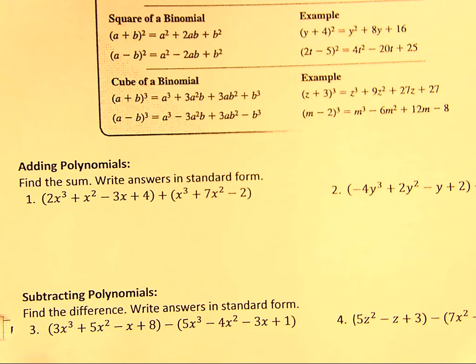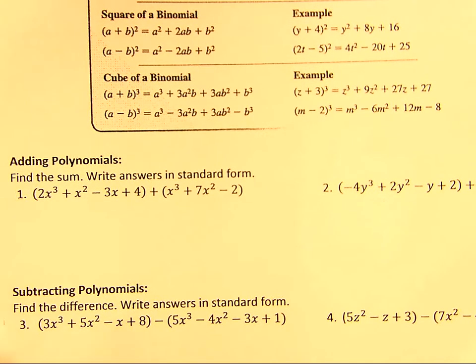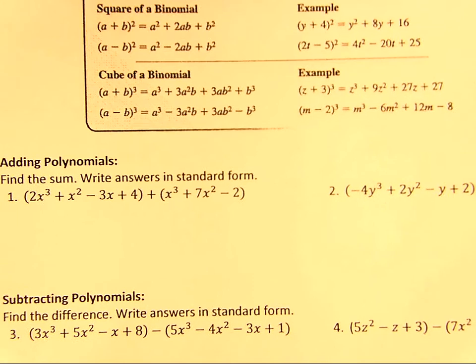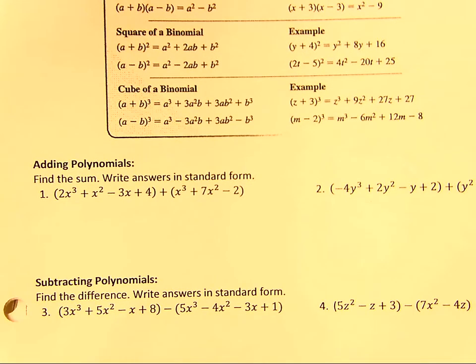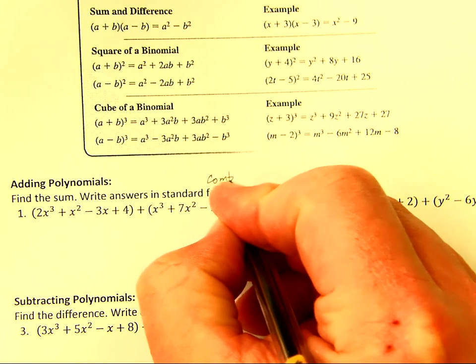All right, these are the notes for section 4.2. Now, this is a lot of working with polynomials here. These are kind of the basics. So first, adding polynomials. Well, when you add, all you're really doing is combining like terms.